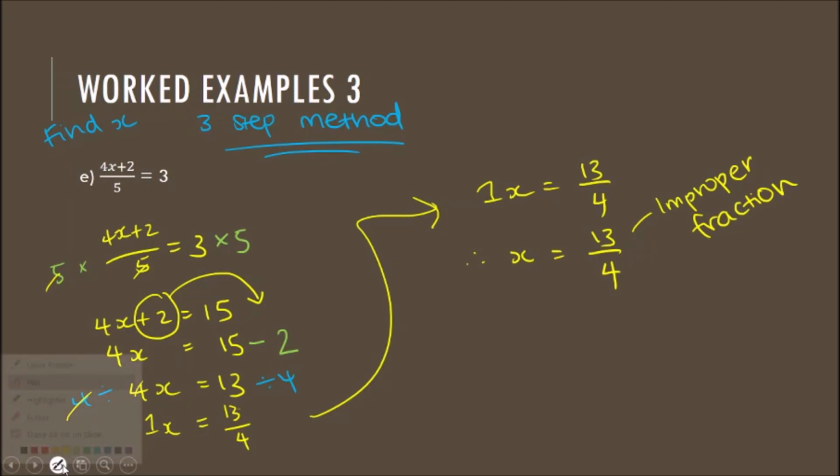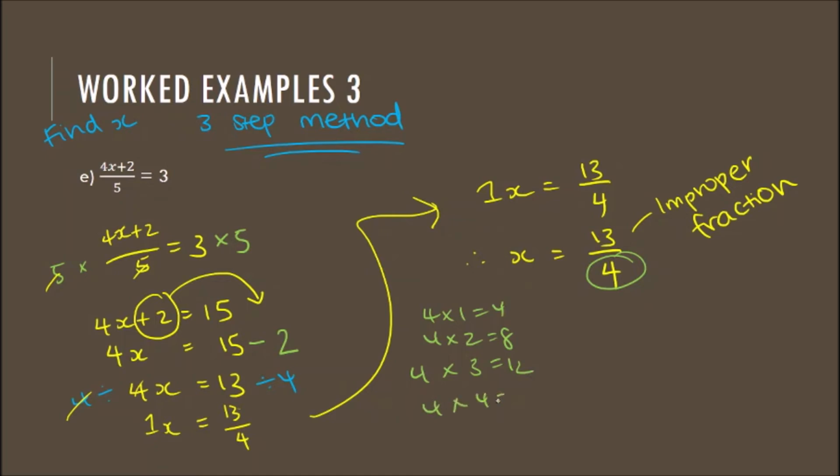Well, you have to go into the multiples of 4. So you get 4 times 1 is 4. 4 times 2 is 8. 4 times 3 is 12. 4 times 4 is 16. And we can see which one of these is closest to 13 but isn't over.